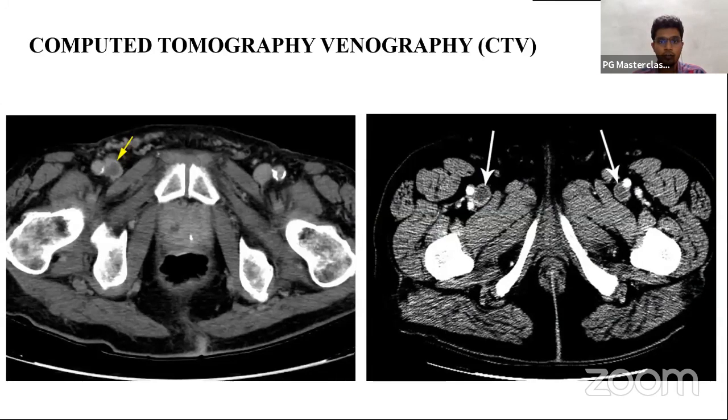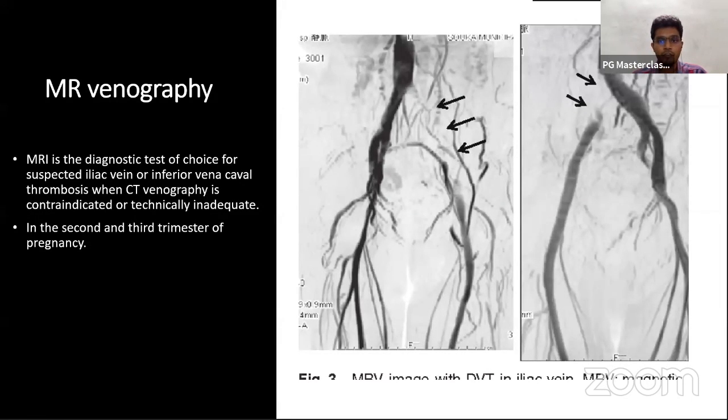Computed tomography venography, in which dye is injected, and then computerized axial cuts and sagittal cuts of the CT plates are taken and reconstructed to see the thrombus, the extension of the thrombus, and the site of the thrombus. MR venography is done in patients where CT venography is contraindicated, and patients who are in the second and third trimester of pregnancy. MR venography has a better specific and sensitive value for diagnosing.